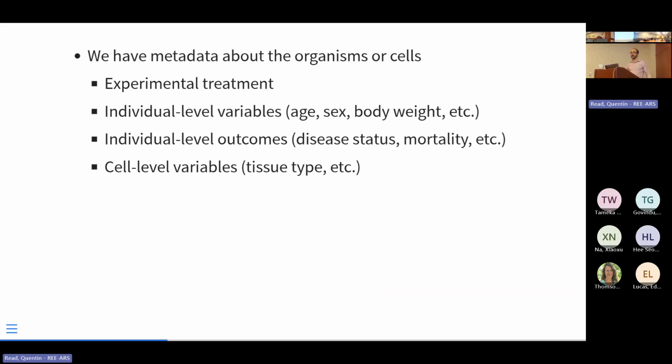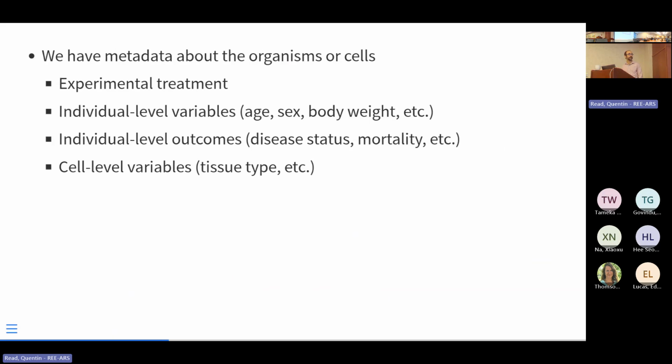We want to relate the omics data not only to the treatment but also to the outcome: disease status or survival or things like that. And obviously, if you have single cell data, you're also going to have covariates on the individual cell, like cell types or other things you might be looking at.